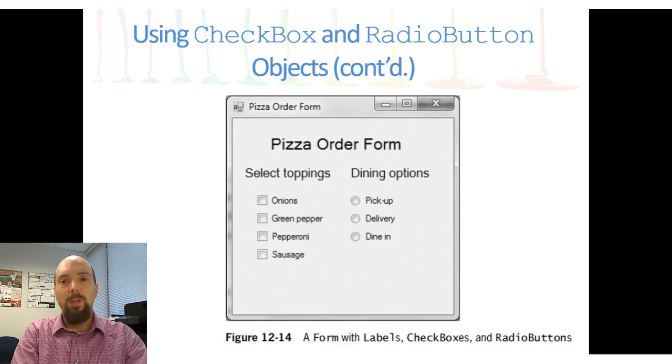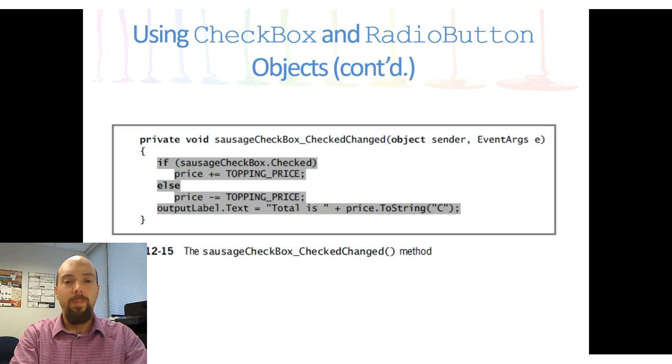All right, so in this case, we do have the pizza order form. On the left side, we have the checkboxes, which means I could select all of these or none of these if I want. On the right side, we have dining options: pickup, delivery, and dine-in, and I can only select one of these because the radio button only allows one to be selected at a time.